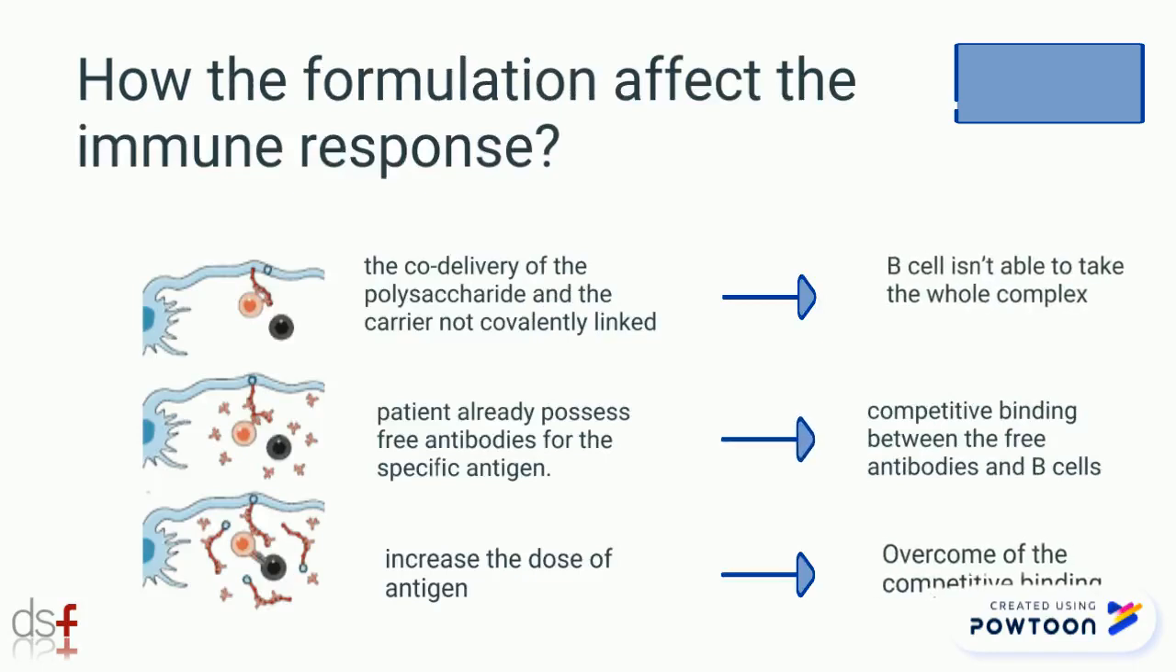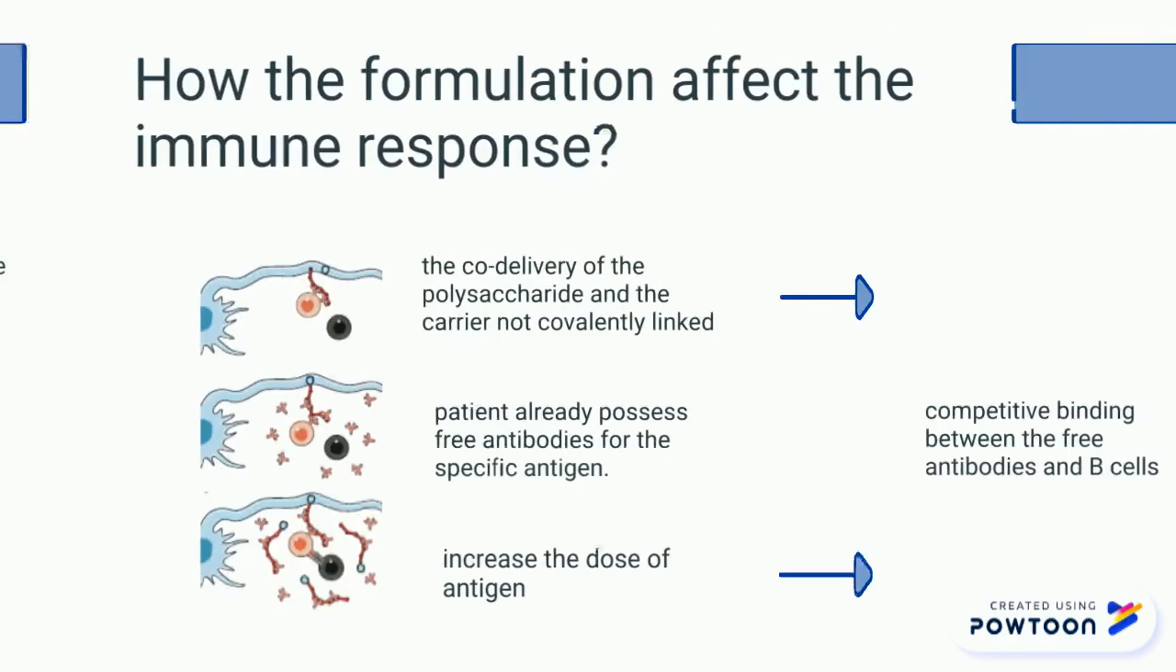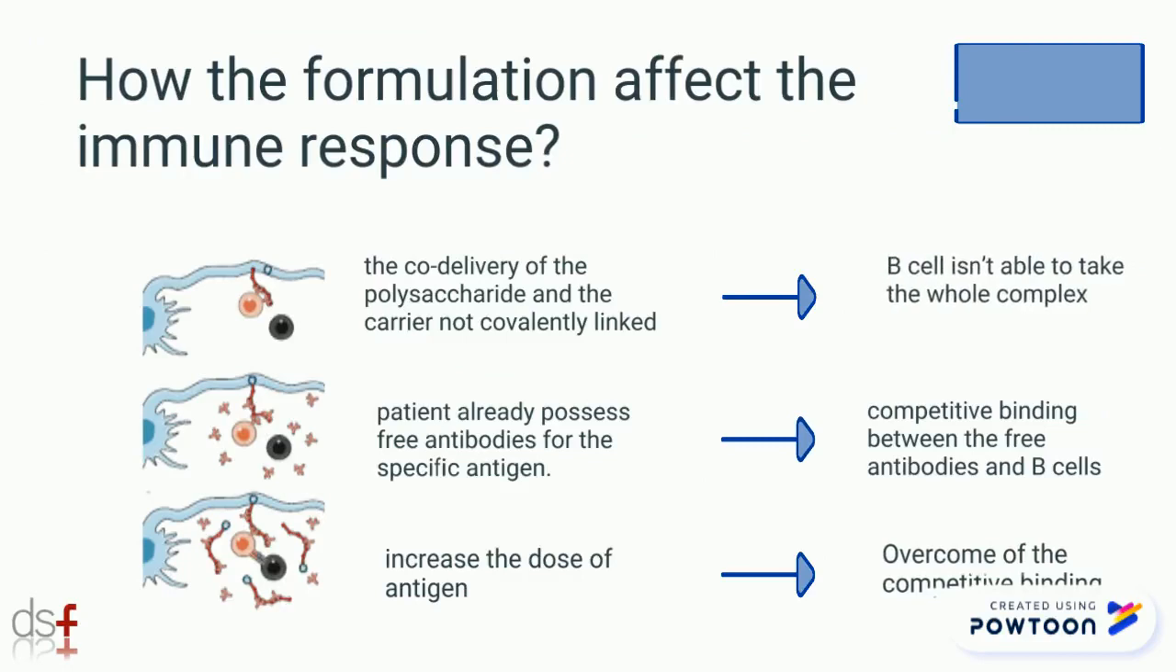Before reaching the actual formulation of the glycoconjugate vaccine, different strategies were performed to find a correlation between the germinal center reaction and the immunization obtained in the patient. A first strategy was the co-delivery of the polysaccharide together with the carrier protein, not covalently linked, but in this case the B cell wasn't able to take up the whole complex, and for this reason the interaction with the T follicular helper cells was impaired.